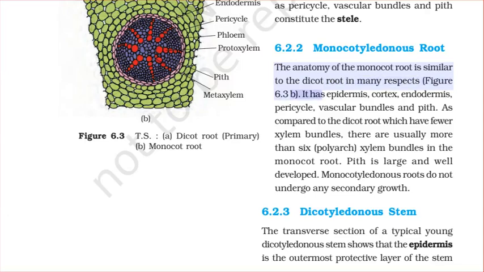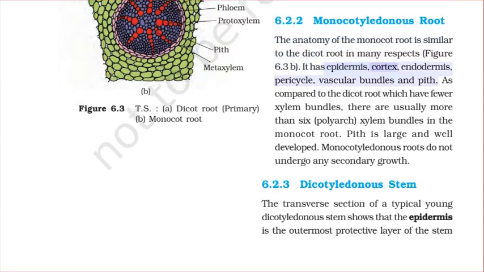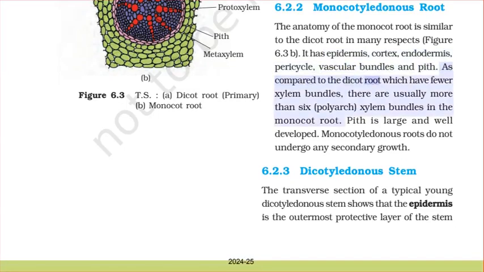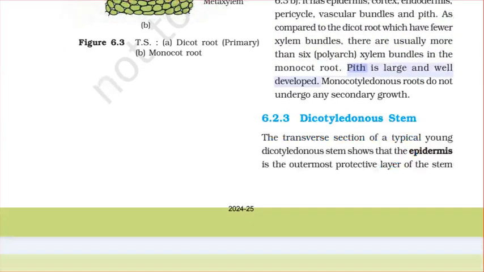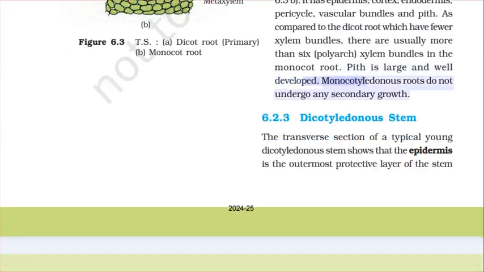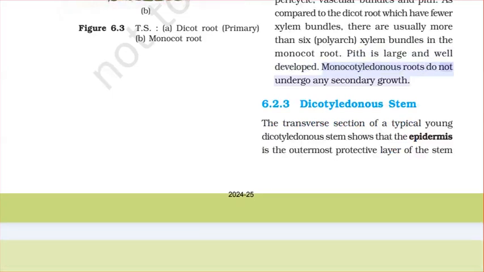Figure 6.3b: epidermis, cortex, endodermis, pericycle, vascular bundles, and pith. As compared to the dicot root, which has fewer xylem bundles, there are usually more than six, polyarch, xylem bundles in the monocot root. Pith is large and well developed. Monocotyledonous roots do not undergo any secondary growth.